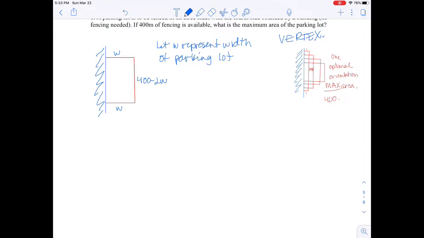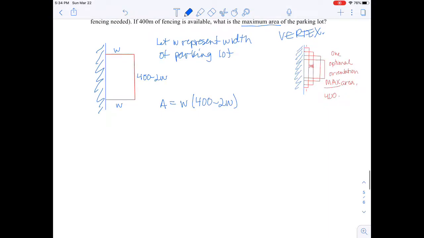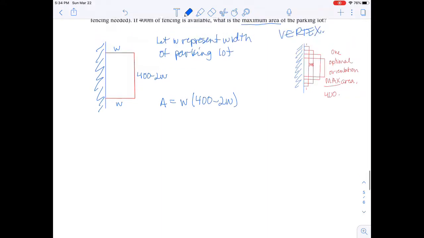Now, this question is asking me about the maximum area of the parking lot, so I have to start with an expression for area, and this is very easy. It's a rectangle, so if I just multiply the length times the width, I now have a quadratic equation, and it's thankfully in factored form.